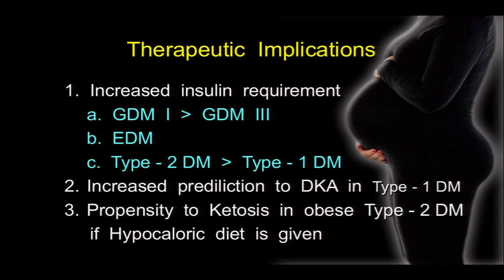Now, the therapeutic implications of this: you have increased insulin requirement. First trimester GDM requires more than third trimester GDM. EDM requires more compared to the pre-pregnancy state. Type 2 diabetes requires more than type 1 diabetes. And there is an increased predilection to diabetic ketoacidosis in type 1 diabetes, and propensity to ketosis in obese type 2 diabetes if a hypocaloric diet is given.